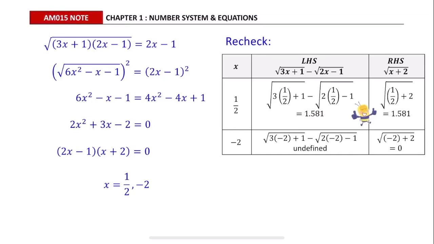Meanwhile, when we substitute x equals negative 2, the calculator will show an error, which means undefined, because the values inside the surds are negative. So we reject this answer. We only accept x equals 1 over 2 as the final answer.